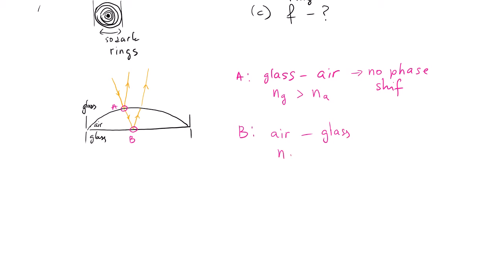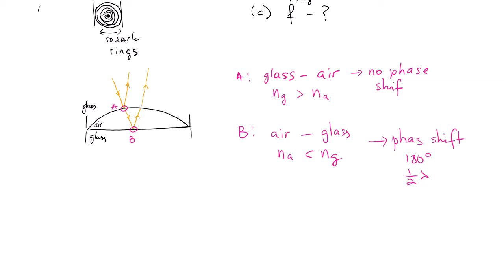and the index of refraction of air is less than the index of refraction of glass, which means the light goes from lower index of refraction to higher index of refraction. Then we observe a phase shift of 180 degrees, or half a cycle.